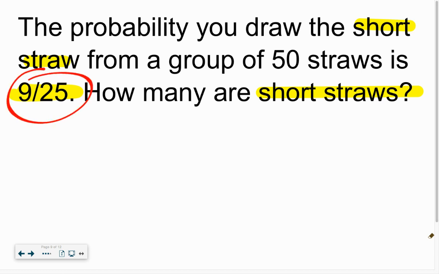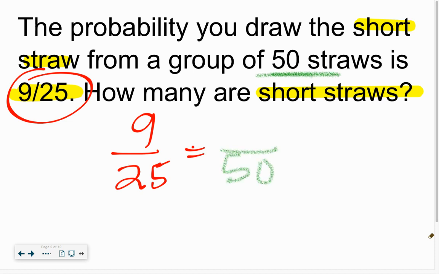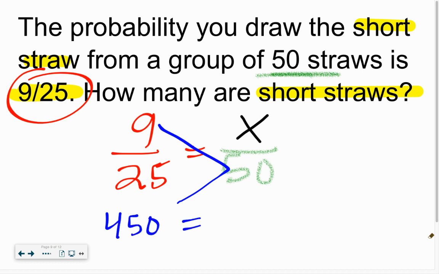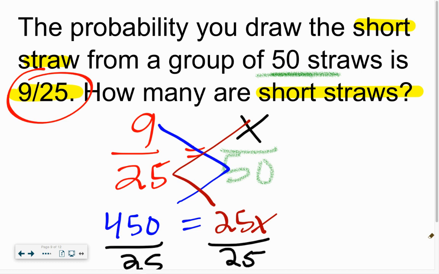We take this probability, 9 out of 25, and we're going to take this other number, since it's a total of 50 straws, and we're trying to figure out how many of them are short straws, put a variable x up there, and we can solve this. Now, some of you right away say, Mr. Walls, I know the answer already. Well, you're right. One way to solve this is using the cross products, where you take 9 times 50, and then the other cross product, where we take x and the 25. So we'll take 25x, solve that by dividing by 25, and that's where we get x equals 18. So there are 18 short straws.